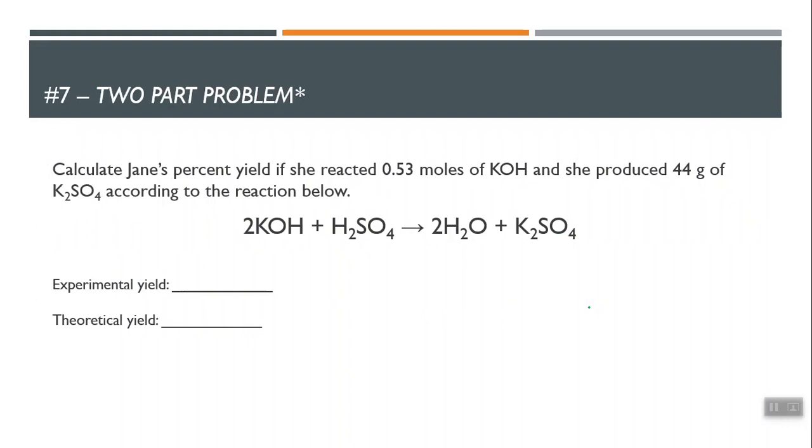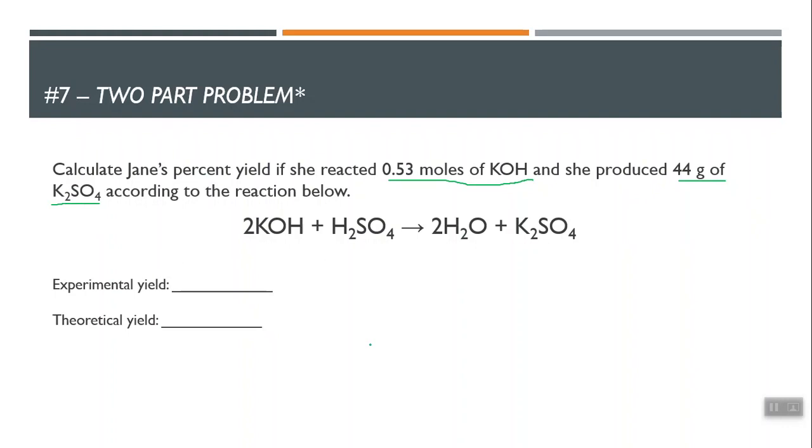The next problem is a two-part problem. It says calculate Jane's percent yield if she reacted 0.53 moles of potassium hydroxide and she produced 44 grams of potassium sulfate according to the reaction below. So they're giving us two numbers, 0.53 moles of potassium hydroxide and 44 grams of potassium sulfate. Well, what is her experimental yield?